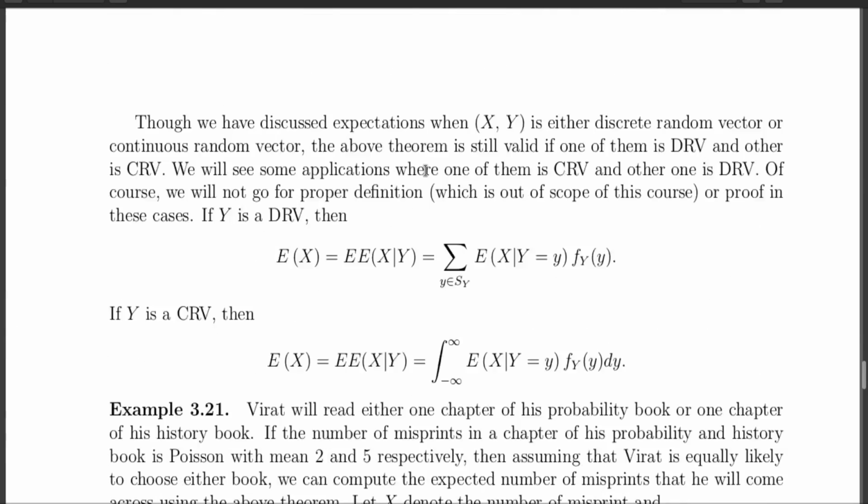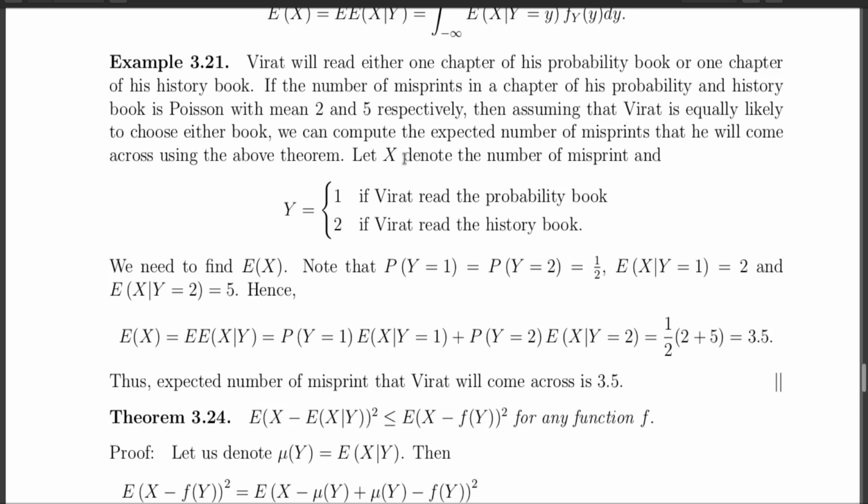So let us take an example. Suppose Virat is reading two books, one a probability book and another a history book. Which book he is going to read is completely random. That means he can read the probability book with probability half, and the history book with probability half. Suppose the number of misprints in a chapter of the probability book has a Poisson distribution with mean 2, and in the history book again a Poisson distribution with mean 5. Is the problem clear?